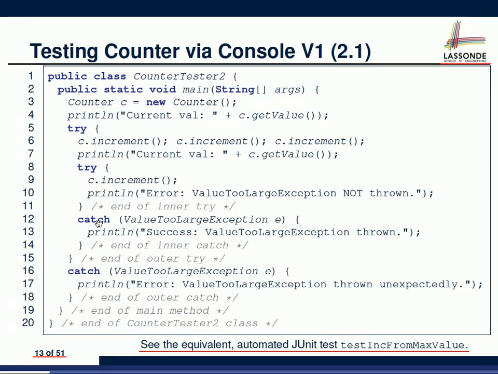First of all, in the inner catch, why do we consider receiving a value too large exception as success? Number 2, in the outer catch block, why do we consider receiving a value too large exception as an error? So that's the question. Okay? I hope you're not completely lost yet, right? You know, the logic is very similar.